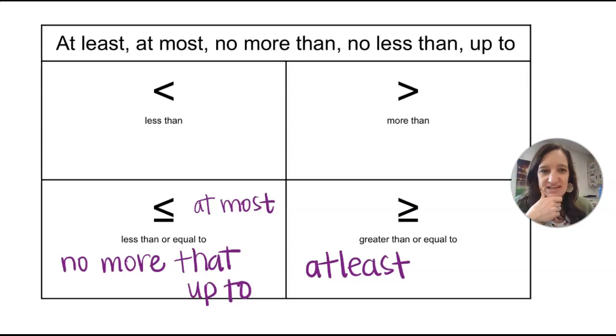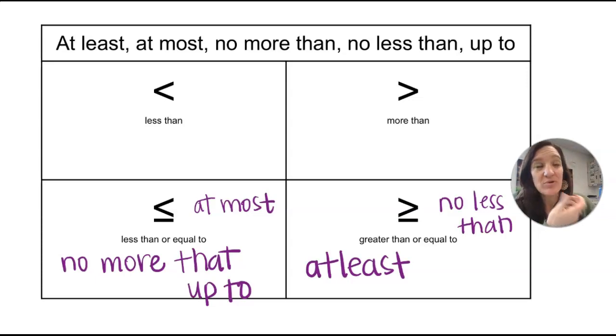"No more than," we did. "No less than." You can have no less than 5 people to make a basketball team. You can have more than 5 people, and that's fine, right? But to make a basketball team, you need no less than 5 people. So that means it's a greater than or equal to example.